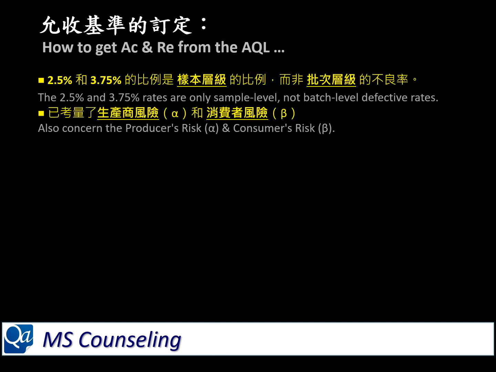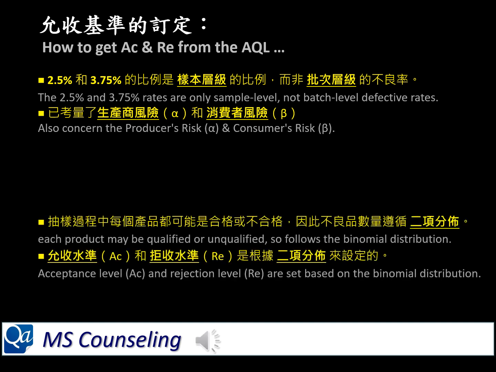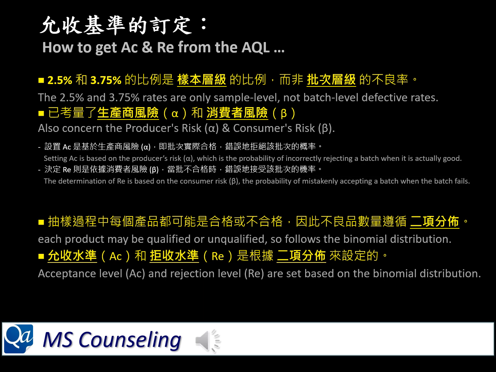This is because the ratios of 2.5% and 3.75% are only sample-level percentages, not lot-level defective percentages. That is, the producer risk, alpha, and consumer risk, beta, have been considered from batch to sample. We will explain these two risk rates below in the video. Namely, setting AC is based on the producer's risk, alpha, which is the probability of incorrectly rejecting a batch when it is actually good. The determination of RE is based on the consumer risk, beta, the probability of mistakenly accepting a batch when the batch fails.